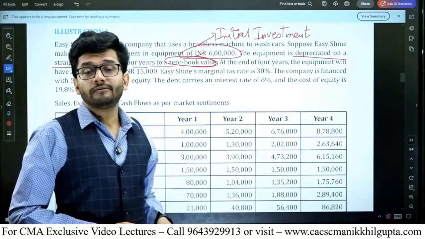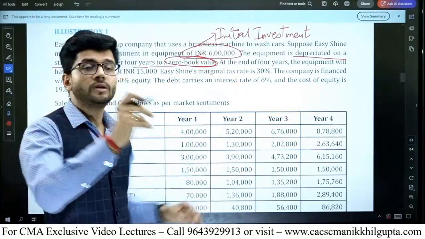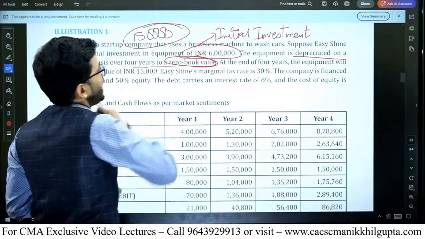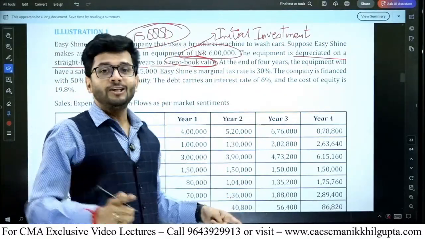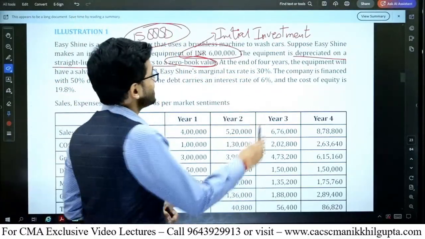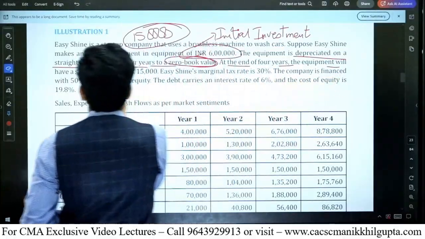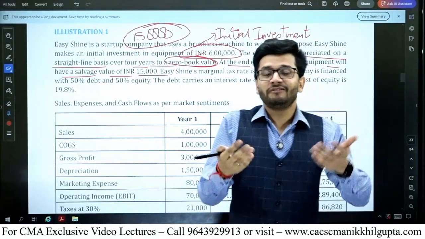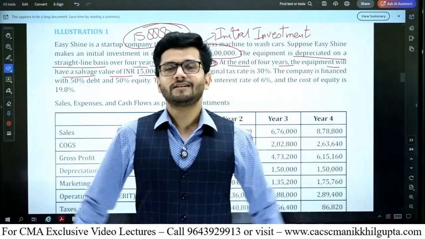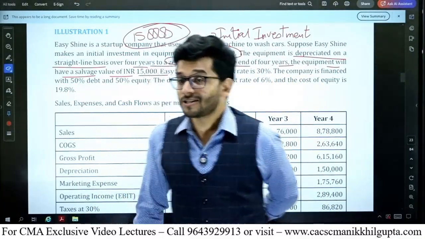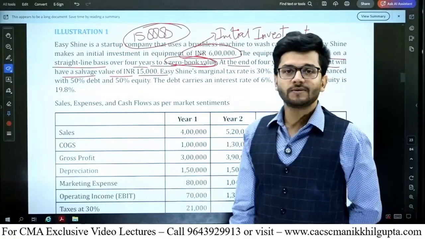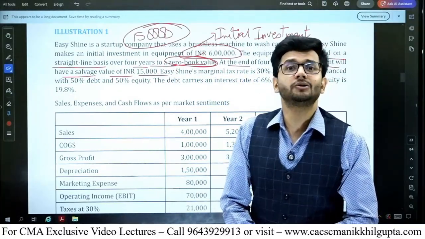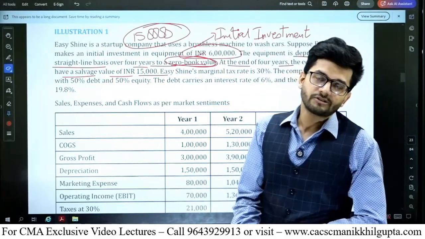That depreciation is to be given over 4 years with 0 book value, which means the depreciation is 1,50,000 rupees per annum. But look at the next line, you will get confused for sure. The next line says that at the end of 4 years, the equipment will have a salvage value of 15,000 rupees. Now you may feel that these two lines are contradictory, sir. Why? Because on one hand you are saying that zero book value is there, you have to depreciate till your zero book value, and on the other hand you are saying that there is a salvage value. No guys, this is not contradictory.